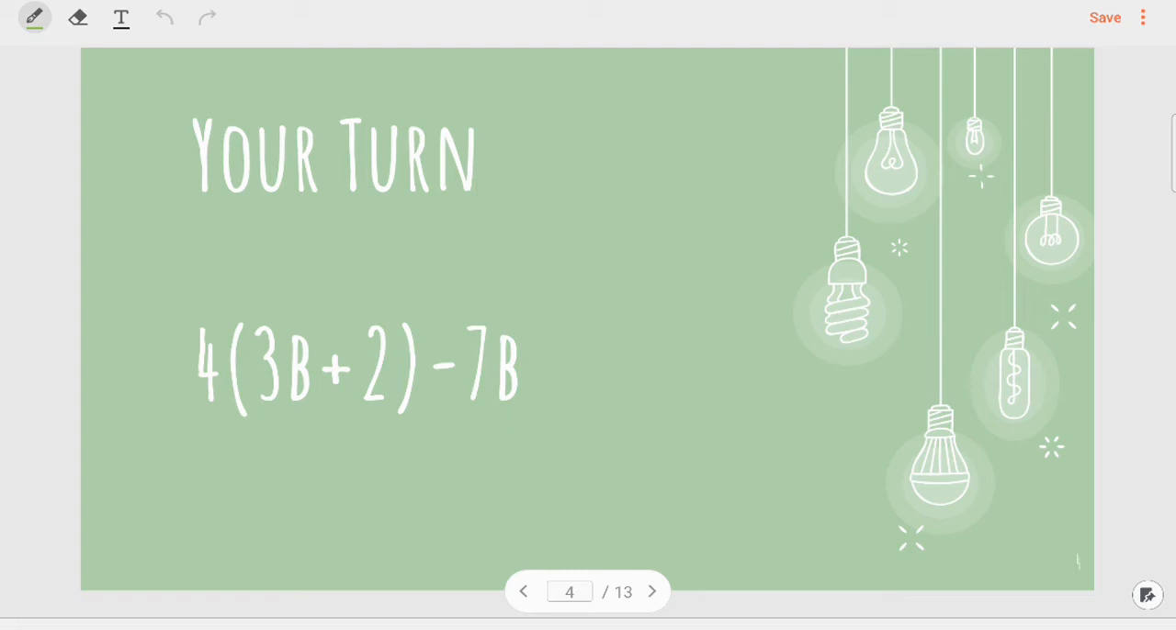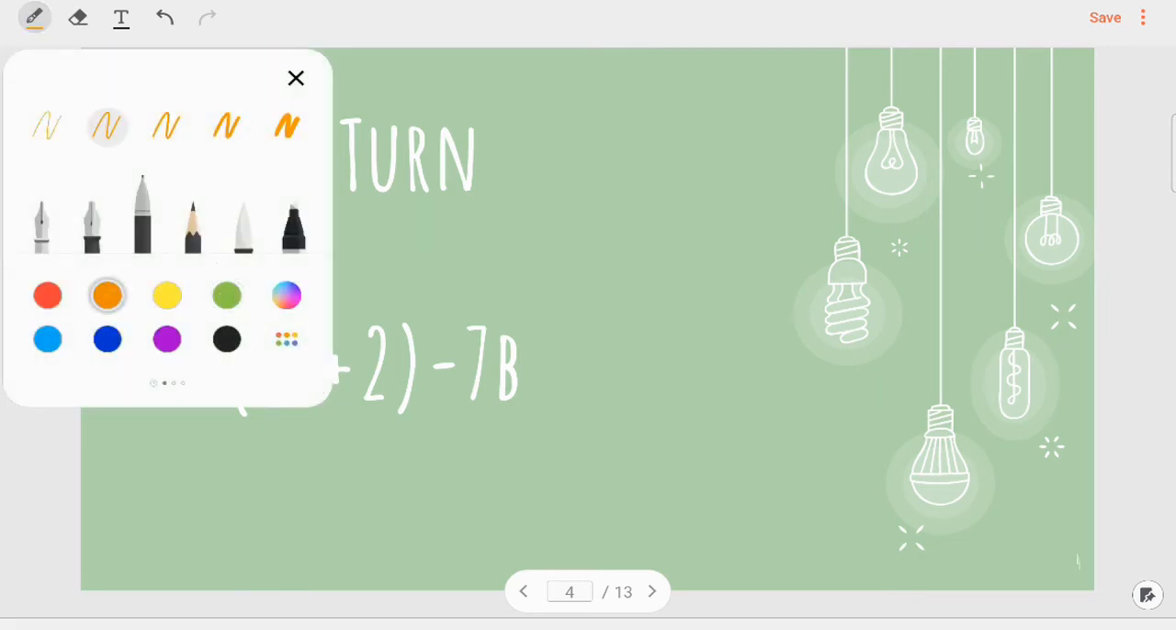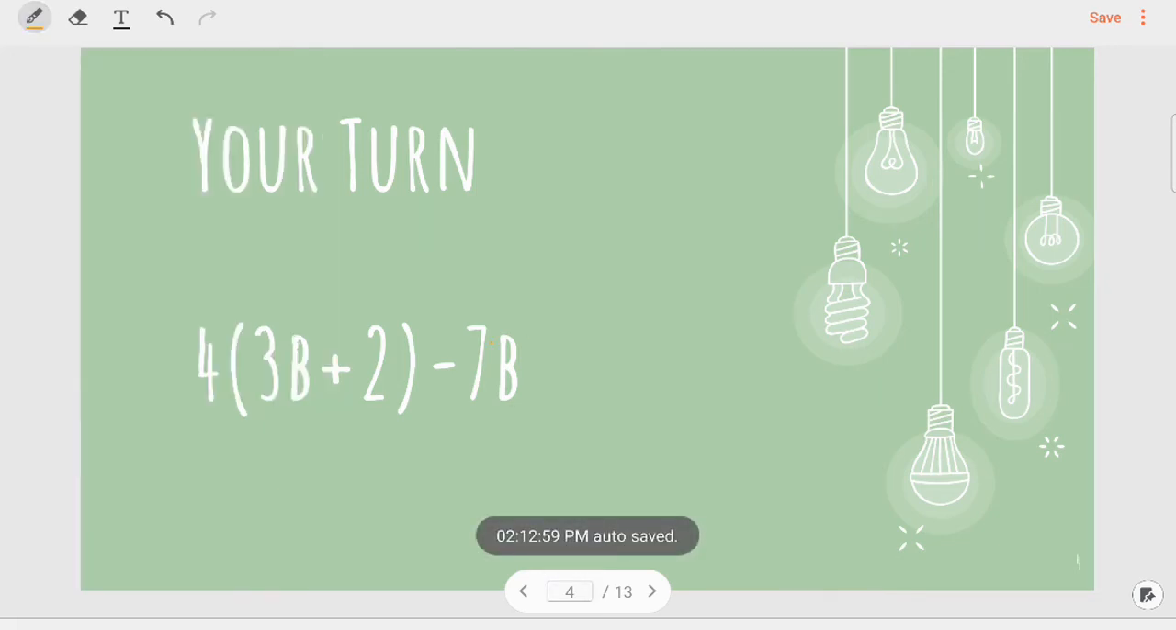All right, let's check your answer. So remember, because 3b is inside my parentheses, I cannot combine it with this negative 7b. I need to get rid of my parentheses. So let's go ahead and do that. I'm going to get rid of my parentheses by distribution. So multiplying, 4 times 3 is 12b. And I'm going to continue multiplying. 4 times positive 2 is positive 8. I stop distributing because of the end of my parentheses, and I bring down negative 7b.